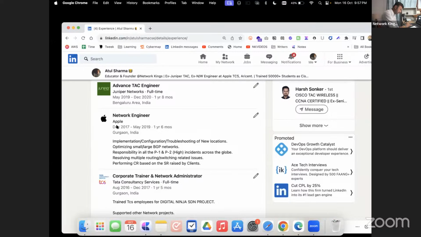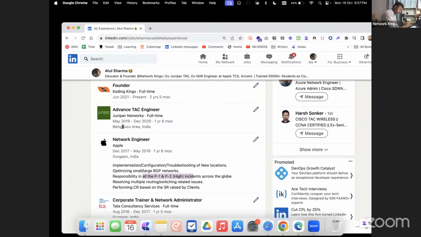Then I worked in Apple as a network engineer. I was sitting in Gurgaon office for some time and I was handling their OSPF, BGP, troubleshooting, implementation projects. And then I went to Juniper Networks as advanced TAC engineer.